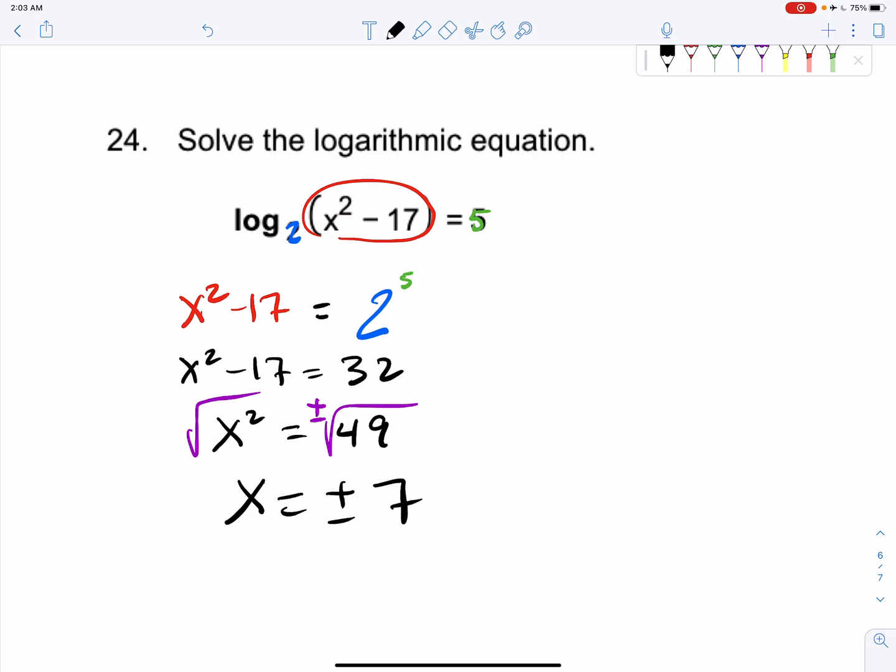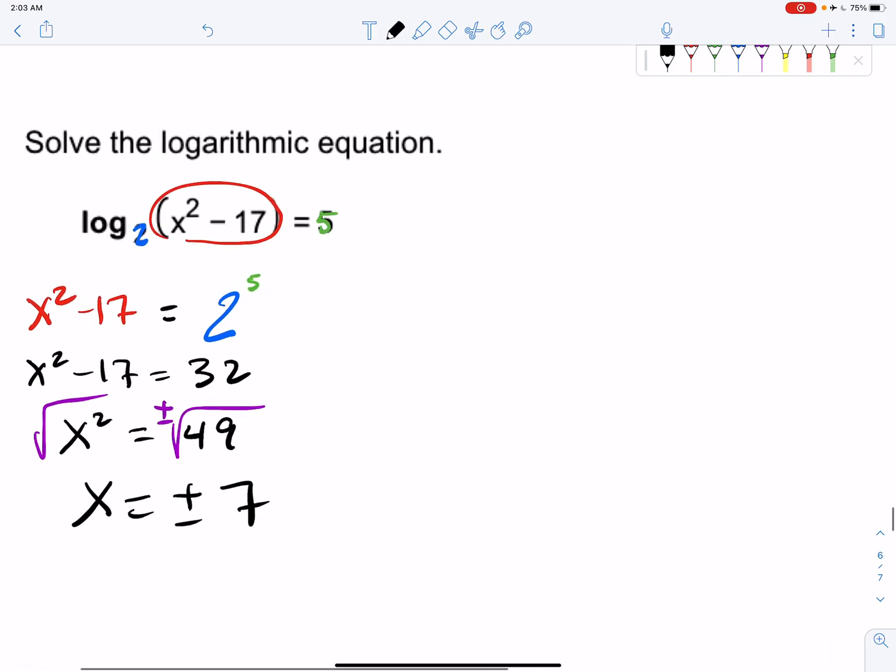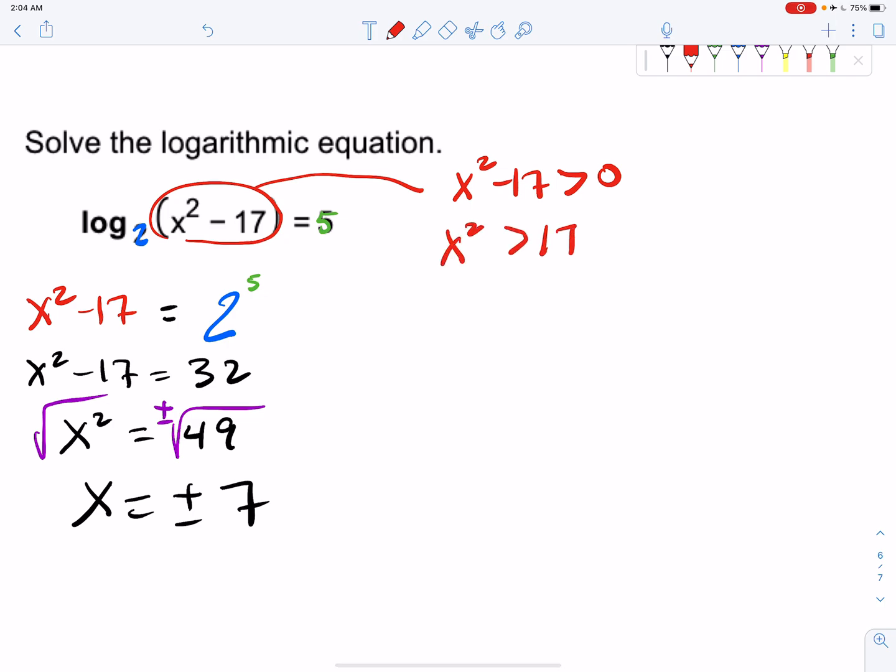Now, remember before, we had an issue with the problem that had plus or minus. Now this one is going to be a pain, I'm not going to lie. To check this, it's a bit of a pain because look what we have to do. We have to take this argument. We've got to say x squared minus 17 better be greater than 0. And so you add 17 on both sides. X squared better be greater than 17.